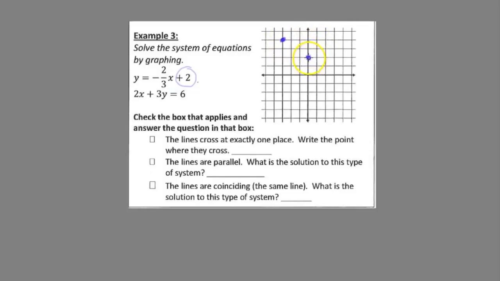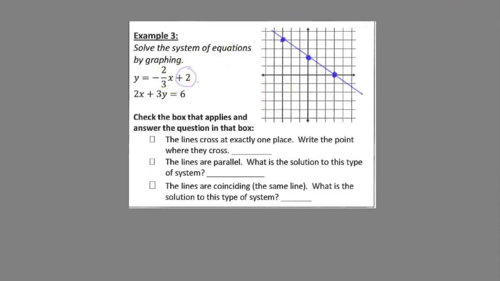I'm going to do the opposite. I'm going to go down 2, 1, 2, negative. Keep it negative. I go to the right 3 times. 1, 2, 3. Here's my third point. I'm going to draw my line. All right, close enough. So I'm going to create a line, and that's my first line for my first equation.